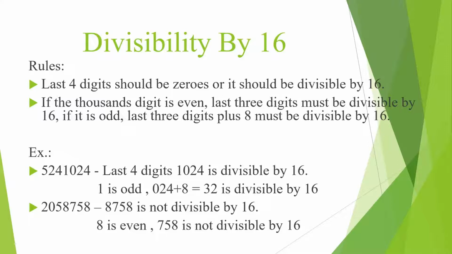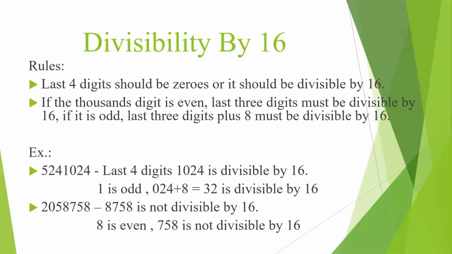So now let's get into an example. 52 lakhs 41,024. Here the last 4 digits are 1024. The thousands digit is 1, which is an odd number. So we have to add 8 to the last 3 digits. That is 24 plus 8, which is equal to 32. 32 is divisible by 16. This is 16 into 2 equal to 32. So 52 lakh 41,024 is divisible by 16.